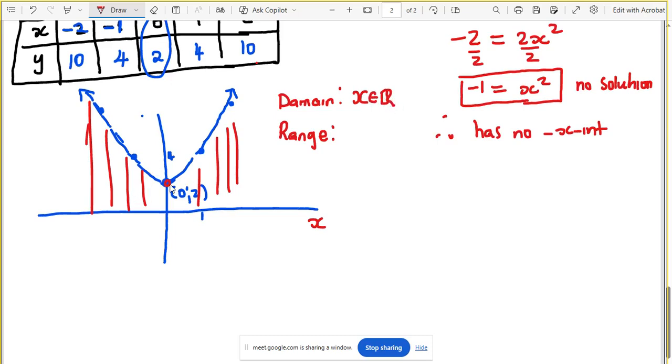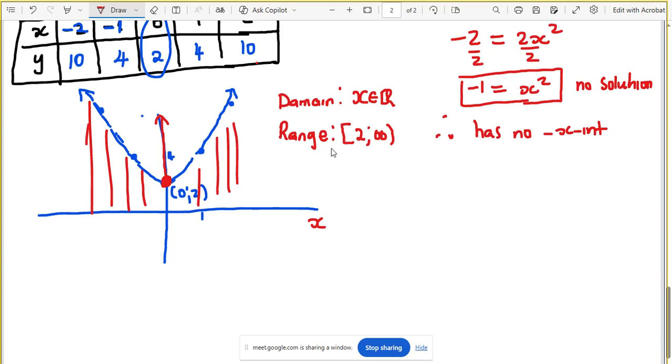But for the range, it takes from this point going all the way up. We start with a small number, which is 2, and it is included, so we use a closed bracket: from 2 to positive infinity. Are you getting that one? Yes. 100%.